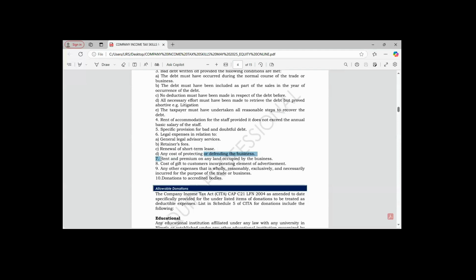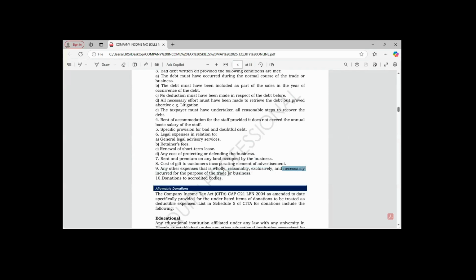For any expense to be allowable, that expense must be wholly for the purpose of the business. It must be reasonably incurred for the purpose of the business. And it must be necessarily incurred for the purpose of the business. So for you to know expenses that will be allowable, those expenses must follow this criteria of wholly, reasonably, exclusively, and necessarily incurred for the purpose of the business.